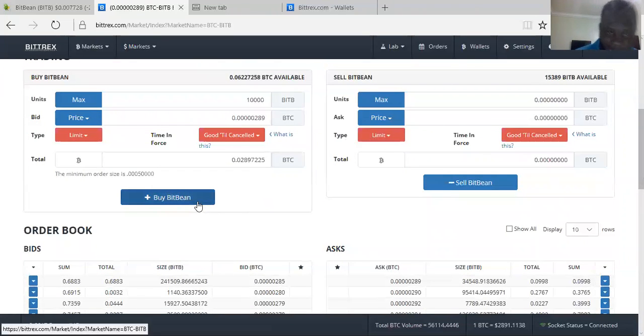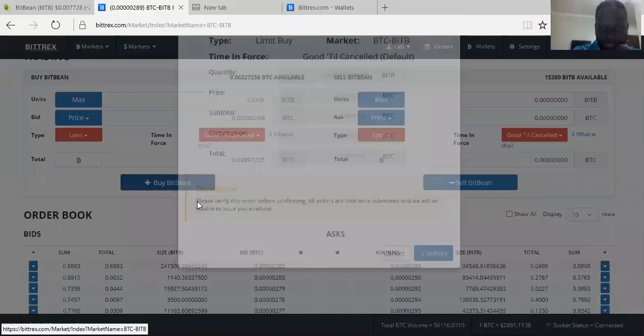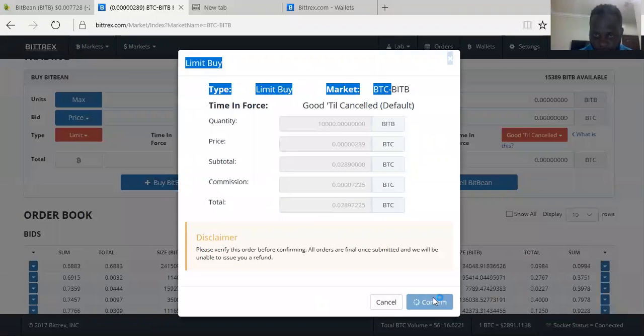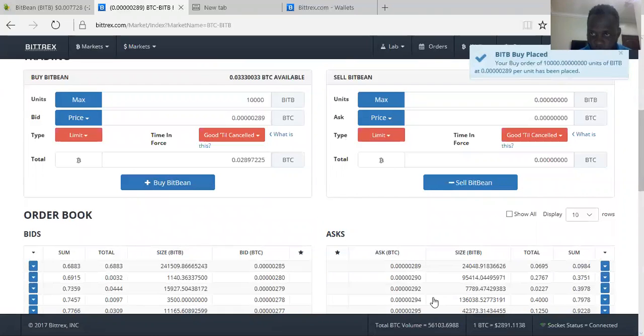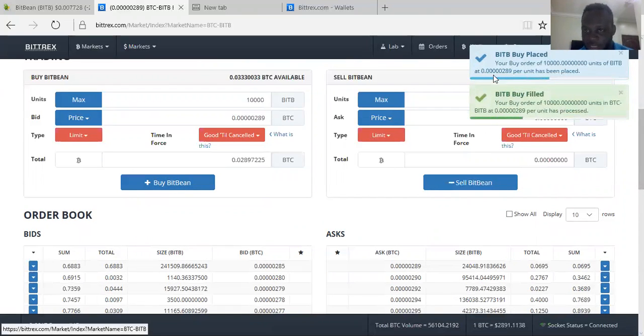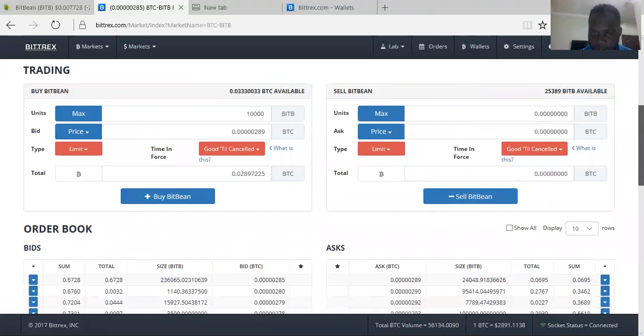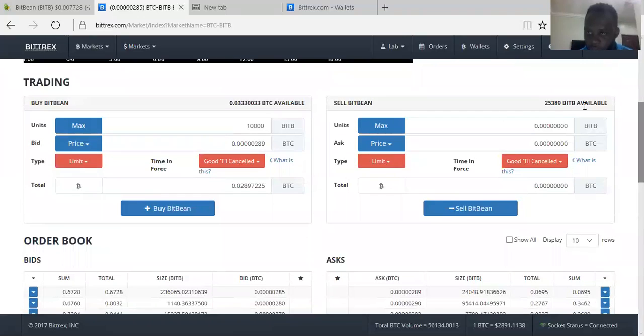So what do I do? I click buy, and I confirm. That's the buy order. Look at it, buy has been placed. Remember I bought at 289 sats. Okay, so look at my order, I had 15,000 Bitcoin. With the extra 10,000 Bitcoin, I now have 25,000 Bitcoin.